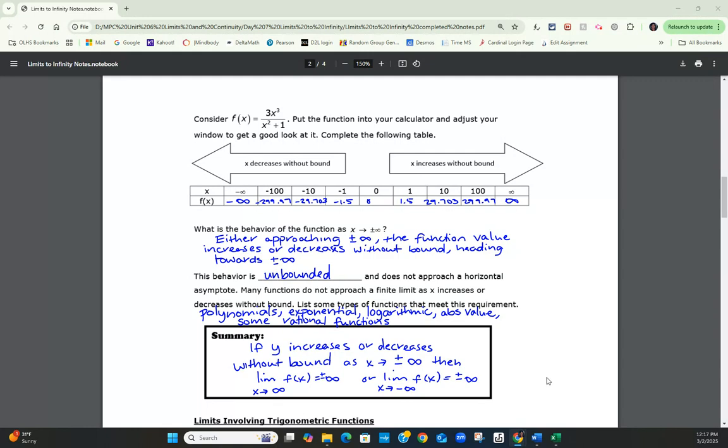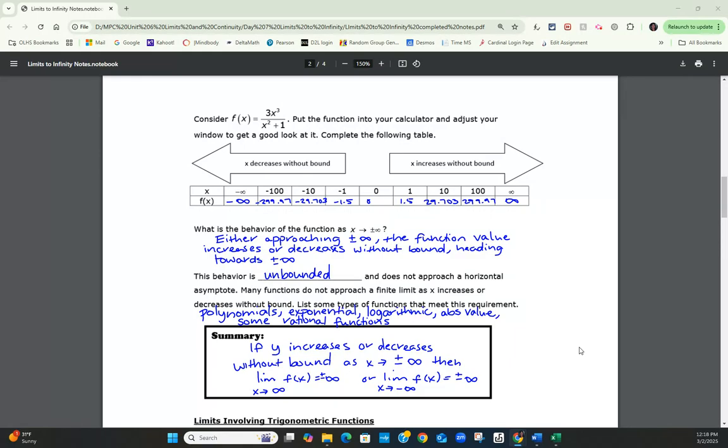Many functions do not approach a finite limit as x increases or decreases without bound. So some of those types of functions, polynomials exclusively have end behavior where on the left they're either going to negative infinity or positive infinity, and same as x approaches infinity. Exponential functions, there's a horizontal asymptote, and so one limit to infinity will approach the horizontal asymptote, but the other side goes to either infinity or negative infinity. So you can kind of just think through. We've seen the rational functions, and this is an example of a rational function that has unbounded end behavior.